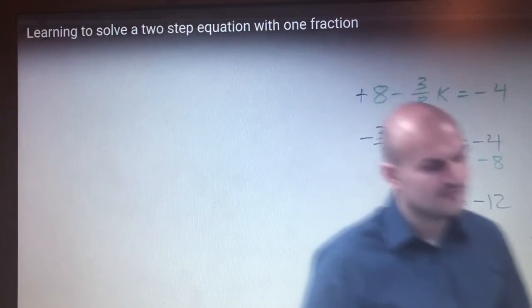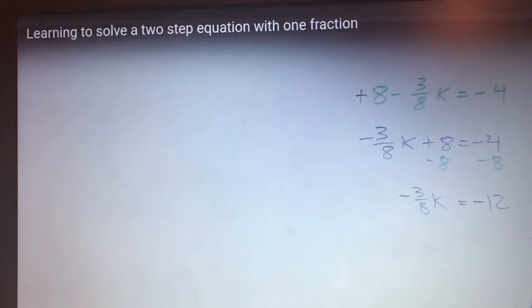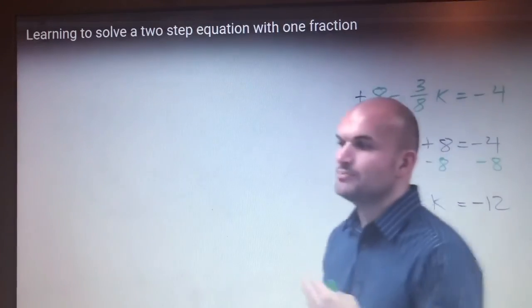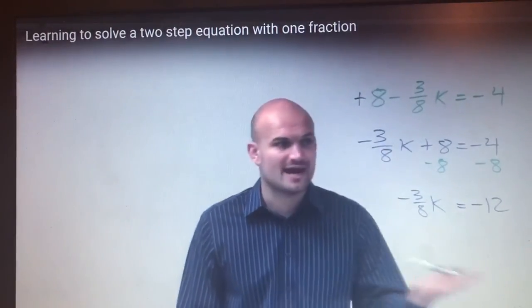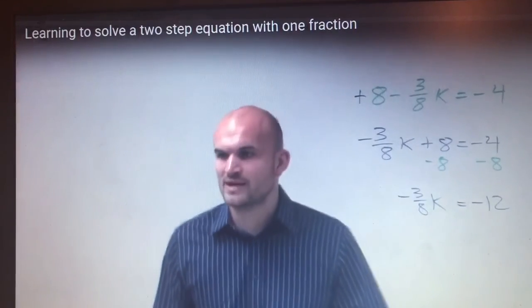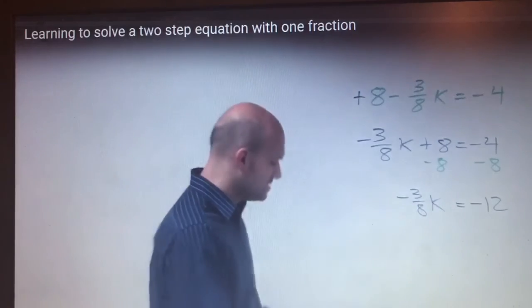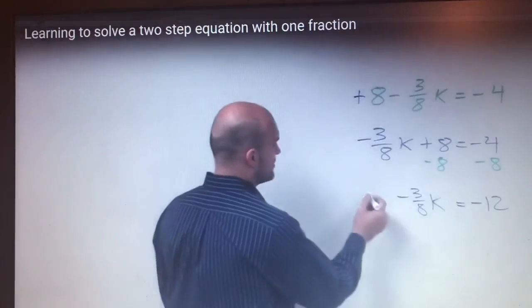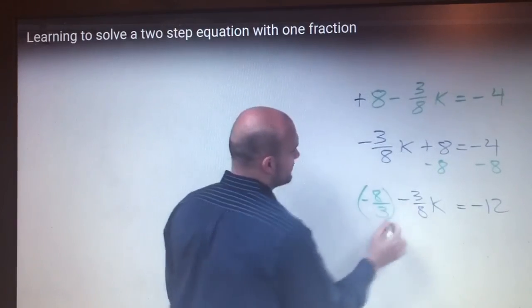So now my k is being multiplied by a fraction. And to undo multiplying by a fraction, we can multiply by the reciprocal. We could also divide, but if you remember dividing fractions, one of the simple ways to divide fractions is to multiply by the reciprocal, right? So I'll just multiply by the reciprocal, and I'm also going to make that reciprocal negative.